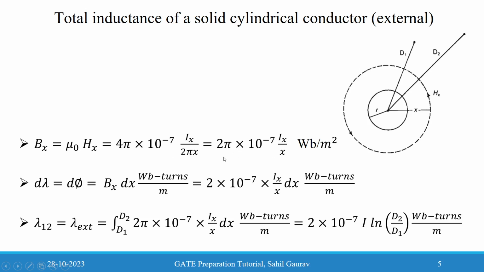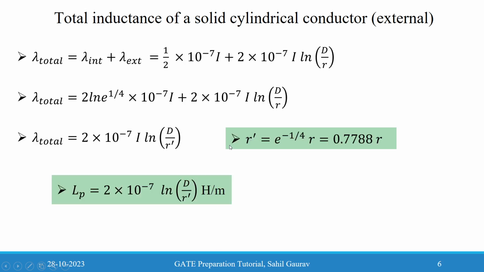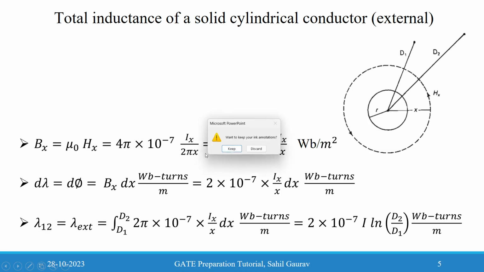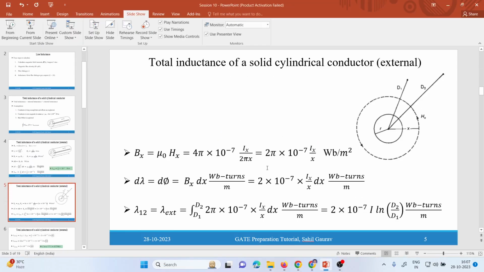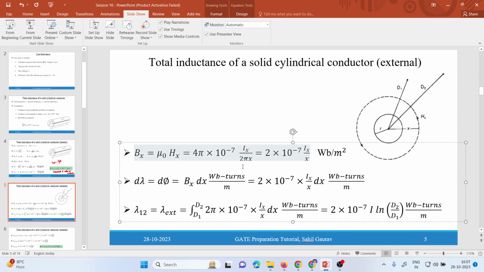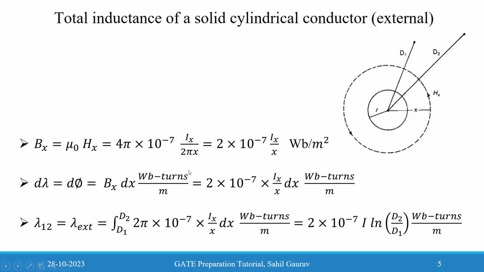So you can get this expression; the 2 pi will cancel out with this 4 pi, then you will get 2 pi into... sorry, here is a mistake, here it will be 2 into 10 to the power minus 7. So you will get this expression, and from this you will get the flux for an infinitesimally small distance.